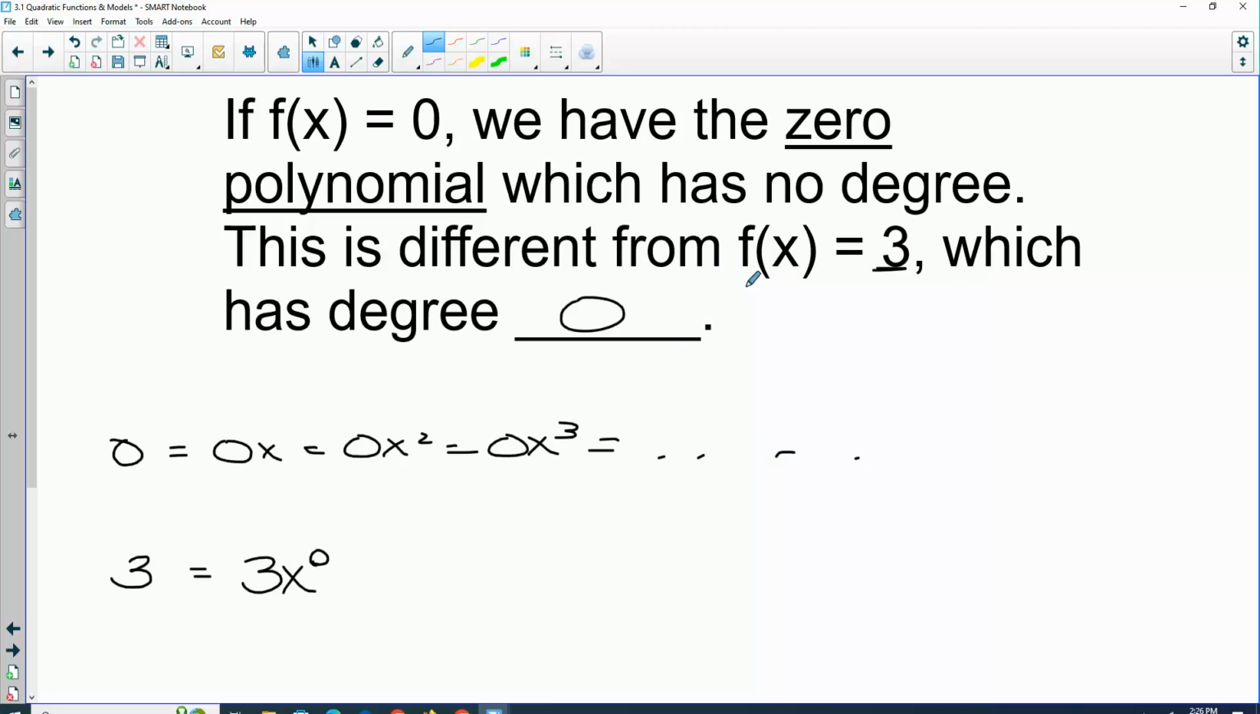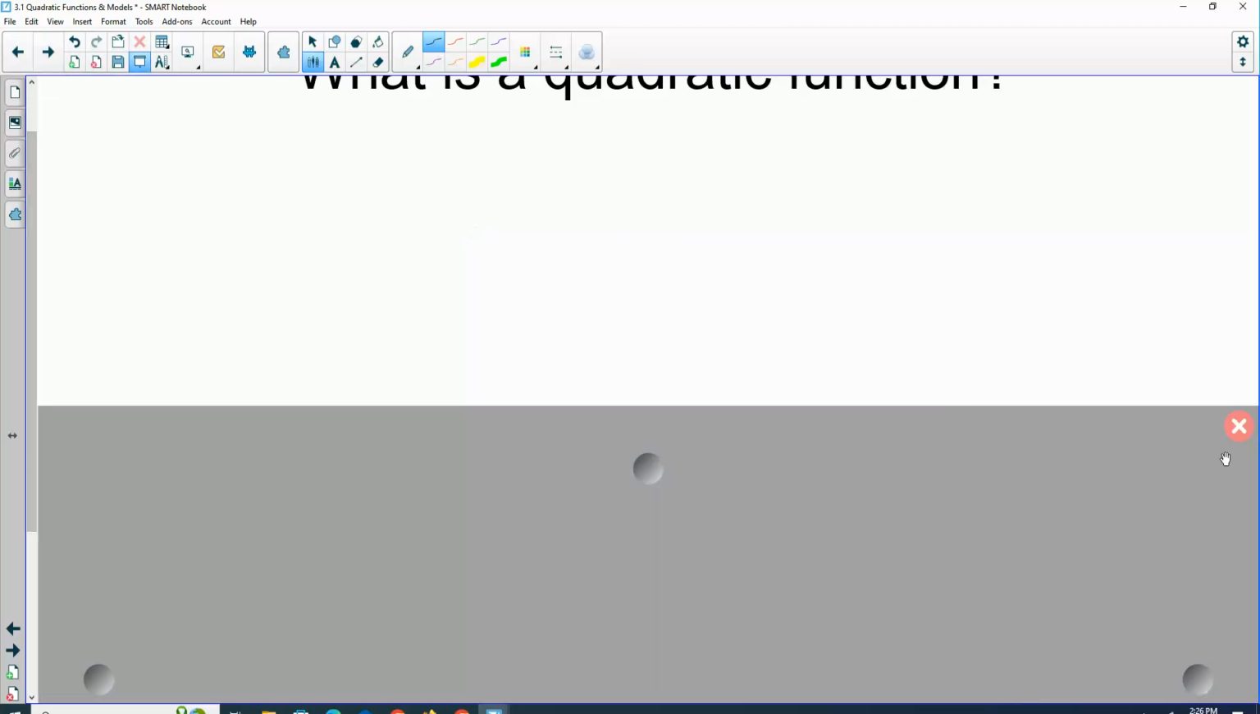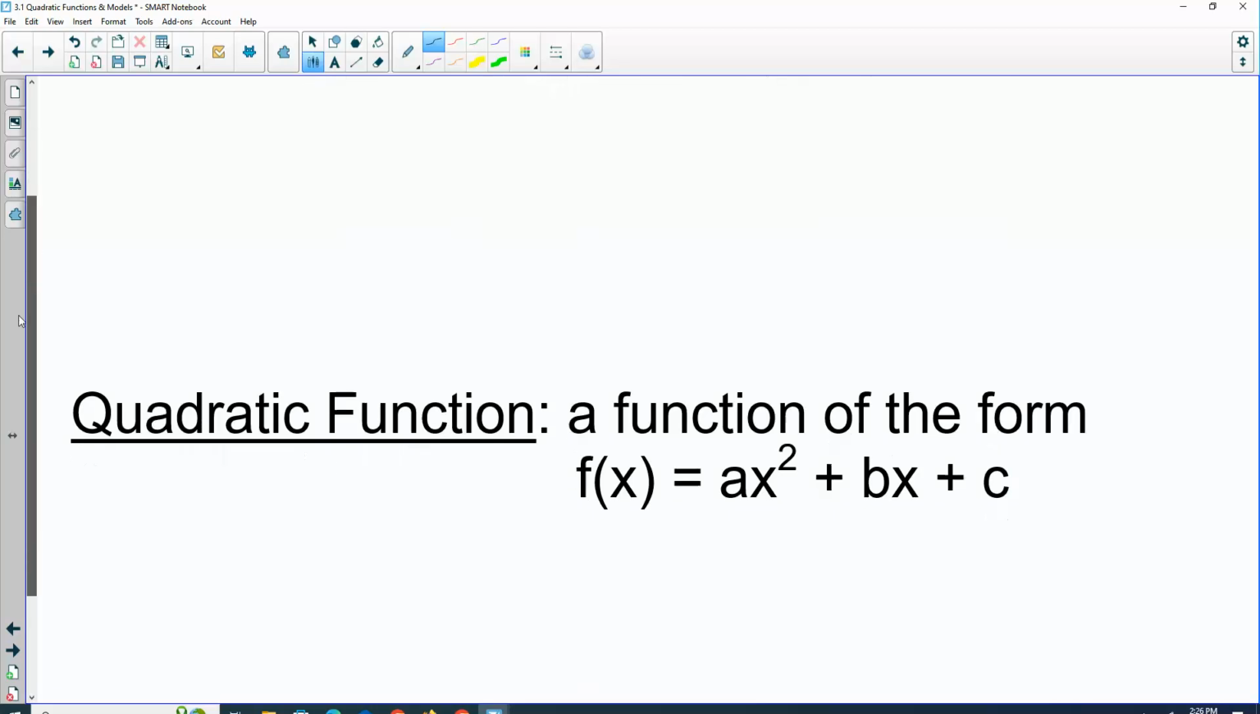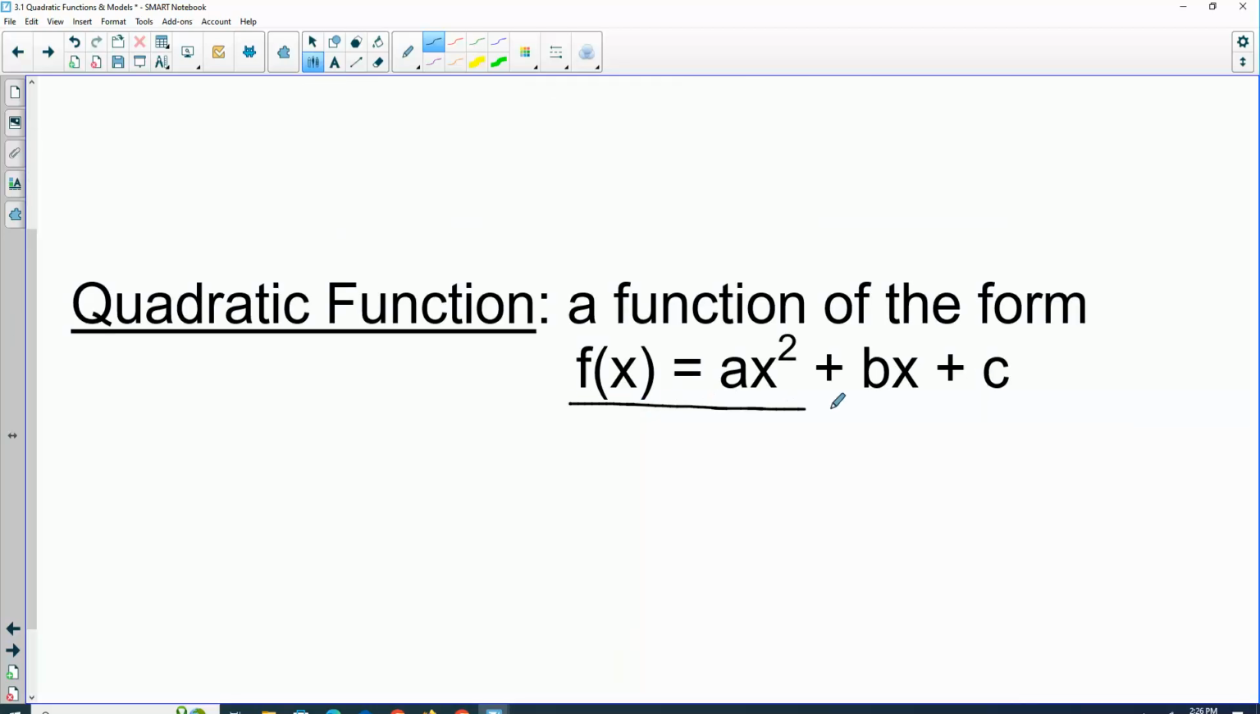A quadratic function is a special type of polynomial. And what do I mean when I say quadratic? What are we seeing? We see that square, so it's a polynomial of degree 2. So with our quadratics, it's anything of the form f of x equals ax squared plus bx plus c.